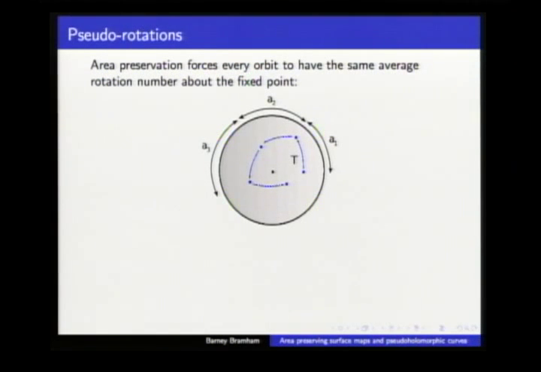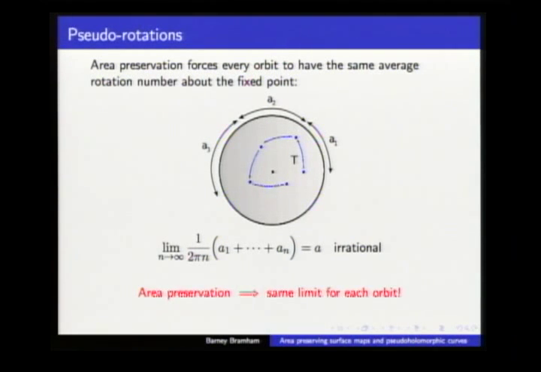It tells you that if you take a point, a non-periodic point, so not the origin, and you look at what happens as you go around, and you look at the angle coordinates rather than the radial coordinates, then you can talk about the average rotation number of this point, which may or may not exist, and it turns out that it always does. And so you add up these angles and take an average. And this limit will always be irrational. And it turns out it will always be the same for every orbit. And so this is just a consequence of the area preservation.